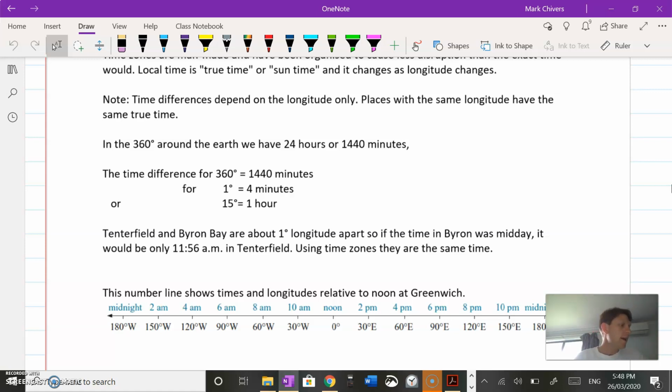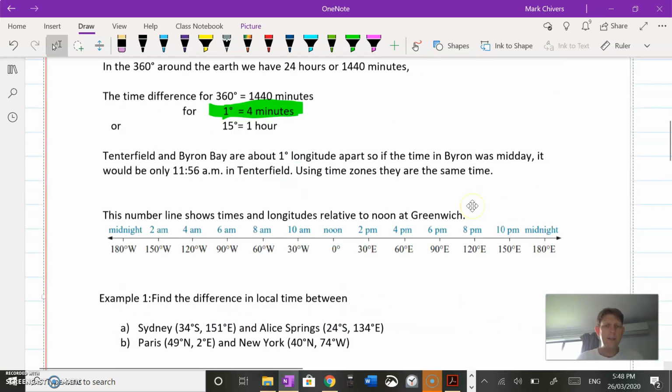Nonetheless, we just have to break down and remember these basic bits here. I find that one there is the easiest to remember, that 1 degree of longitude equals 4 minutes. The reason I think that one's the best one to remember is if you use your calculator, you can work your way around everything else. So I don't need to remember that 15 degrees is an hour and that 360 degrees is a whole day or 1440 minutes. I think it's just easier if I remember 1 degree is 4 minutes. It's one thing to remember, and then I can use my calculator to fix everything else up.